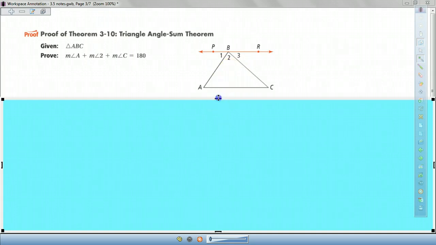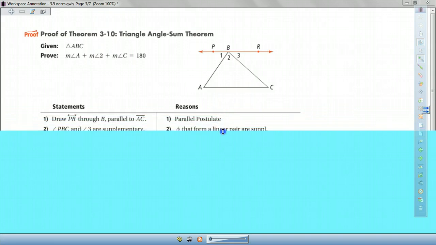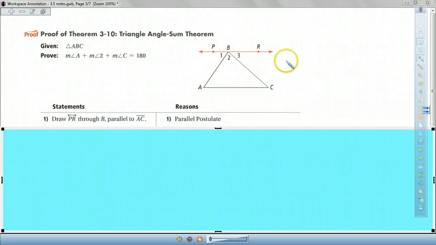Okay. This one's going to start a little bit differently than what we're used to. He started with: draw a line PR parallel to AC. And you're able to do that because of our parallel postulate. It says that at least one exists. Well, it actually says exactly one exists.